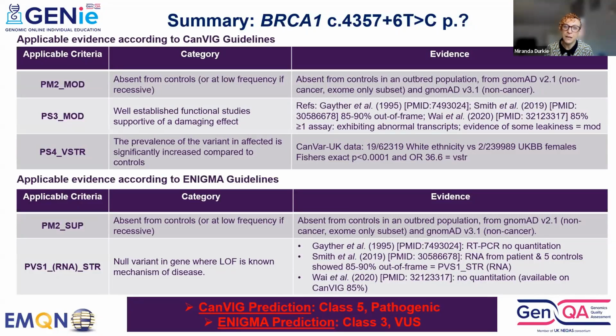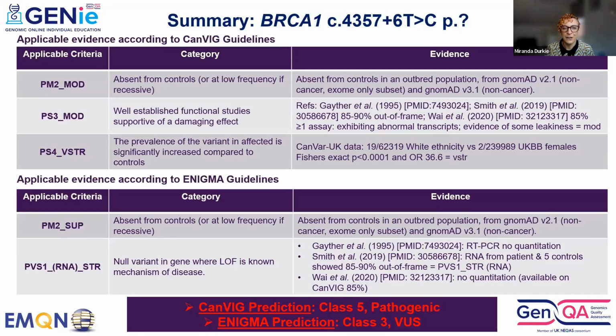So using the CanVIG guidelines, because there's more than one assay and it's reproducible, they've all shown abnormal transcripts, but there is definitely some evidence of leakiness. That means some wild type transcript is produced. So it's incomplete splicing. We would then downgrade that PS3 to moderate.